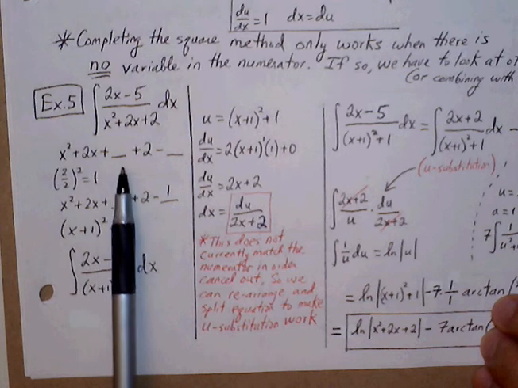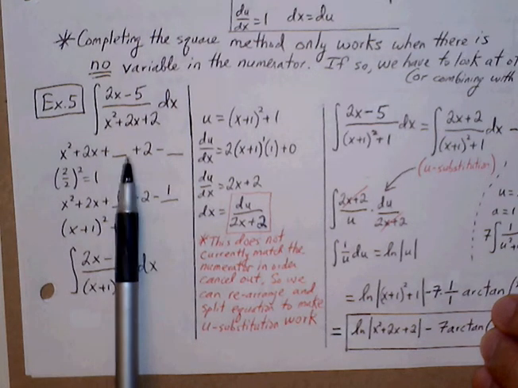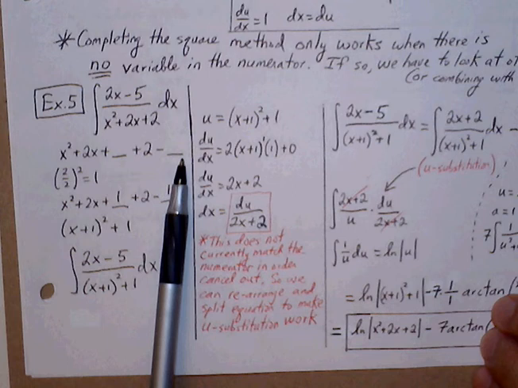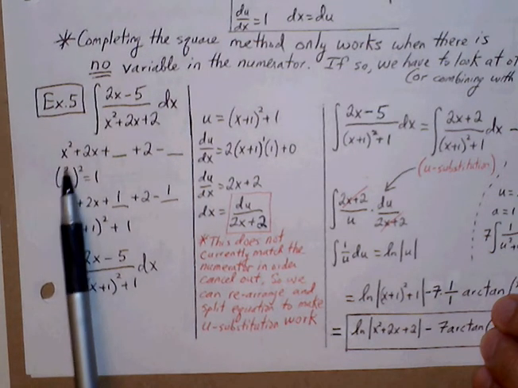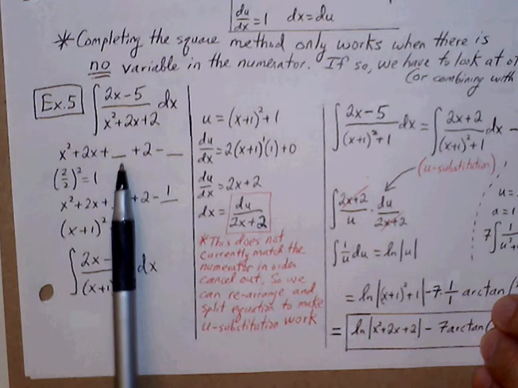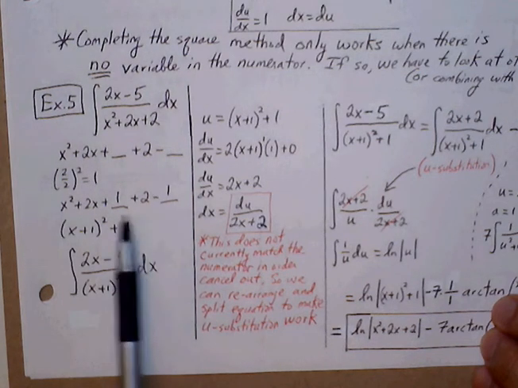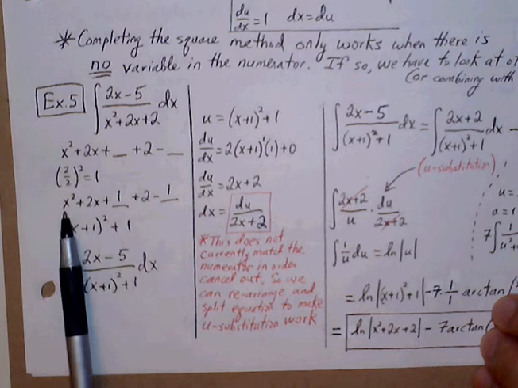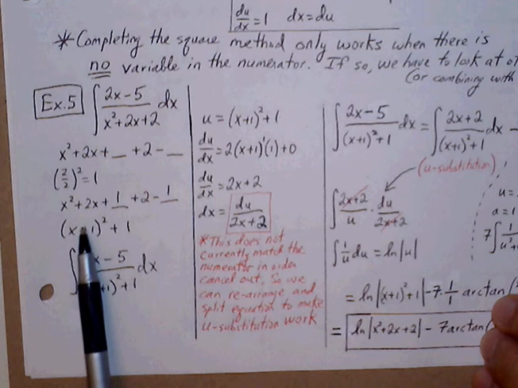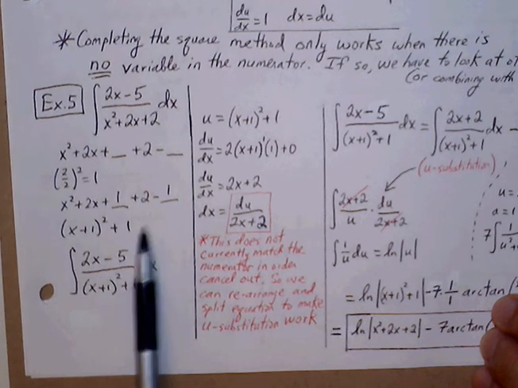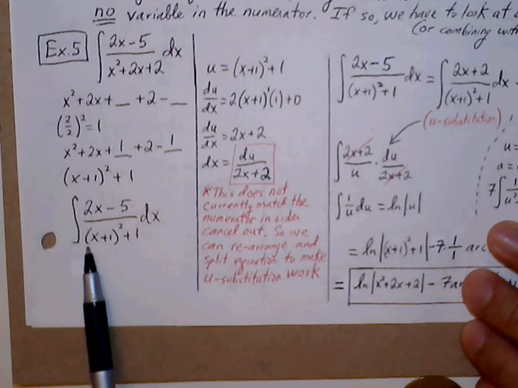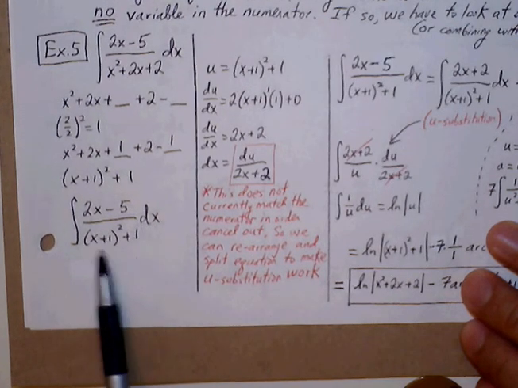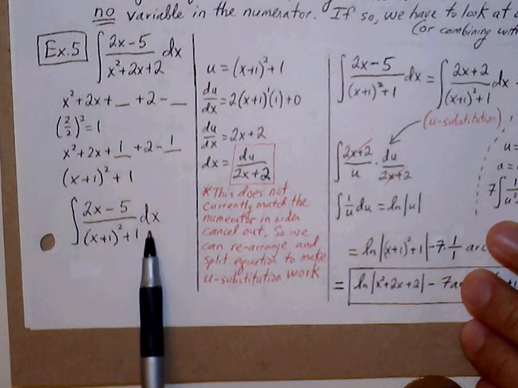So for the denominator, we're going to create the spaces here. The value to fill in the space will be b over 2 squared. So 2 over 2 is 1. 1 squared is 1. So we'll put a 1 inside the spaces. Now, looking at these three terms, we're going to factor. This factors out to be x plus 1 times x plus 1, which is x plus 1 quantity squared. 2 minus 1 is simply 1. So after we complete the square, we have the integral of 2x minus 5 over x plus 1 quantity squared plus 1 dx.